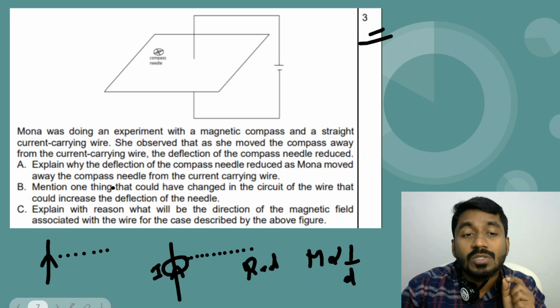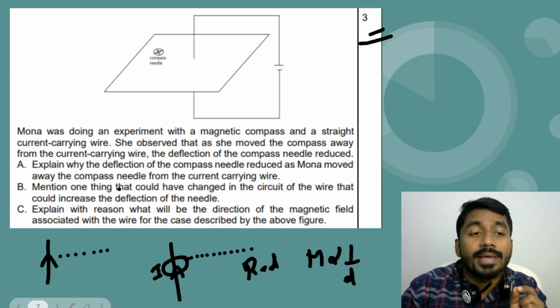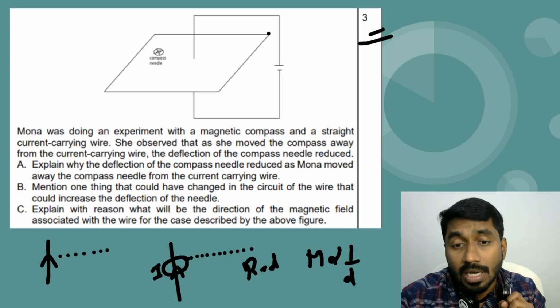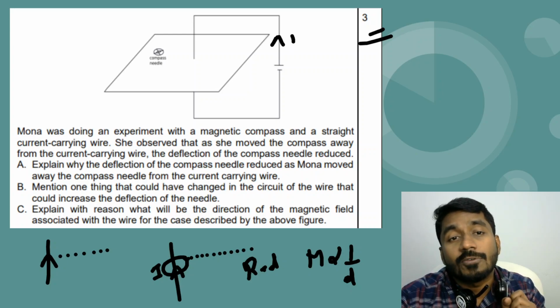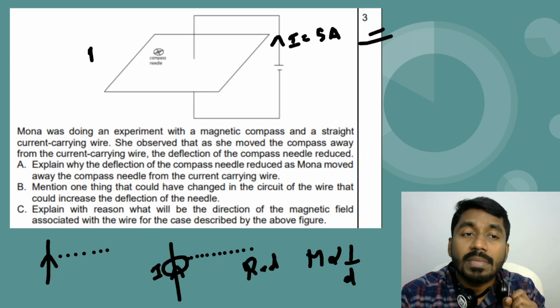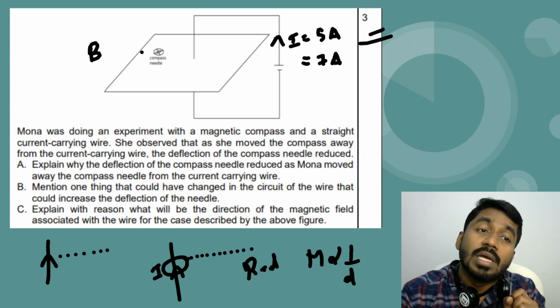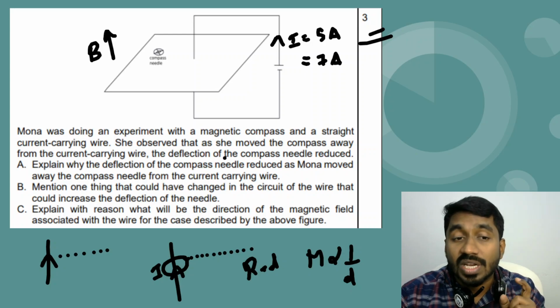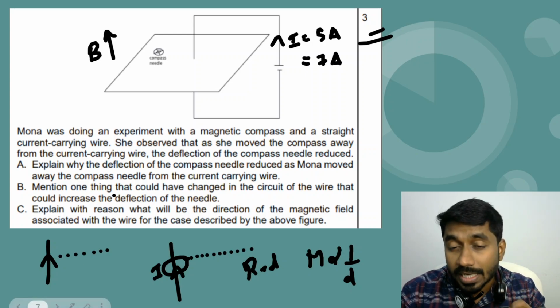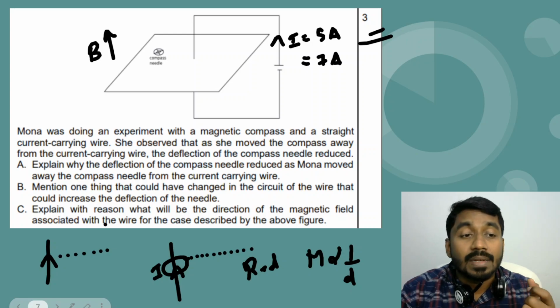Mention one thing that could have changed in the circuit of the wire that could increase the deflection. How? You just increase the current. For example, if the current is equal to 5 ampere, you will get a magnetic field. Again, if you increase the current to 7 ampere, the magnetic field also will increase. So what is the one thing that you can do? You can increase the current.